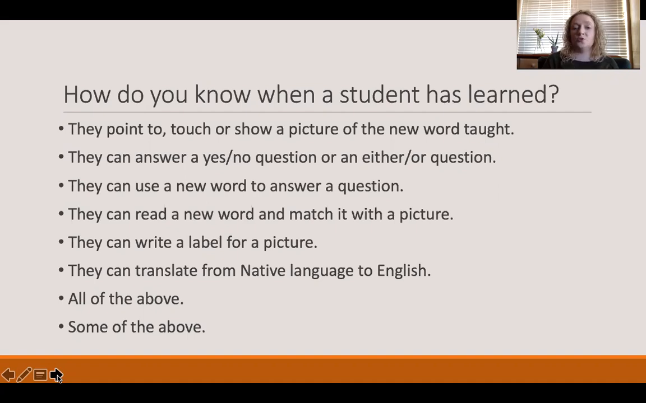They can use a new word to answer a question. They can read a new word and match it with a picture. They can write a label for a picture. They can translate from the native language to English. Maybe it's all of those things or a mixture. And there's no right or wrong answer. It's just, how do you typically assess when a student has learned a new word?